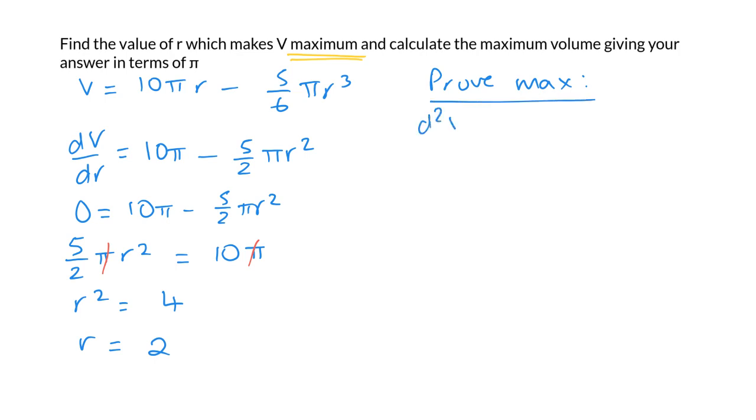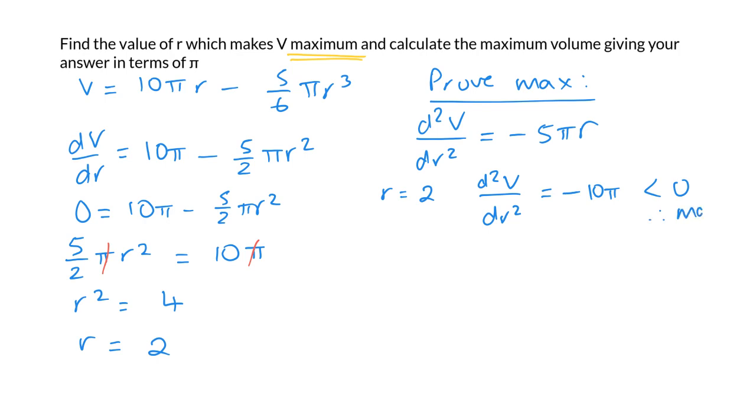So d2V by dr squared. Differentiate 10 pi. Remember, that's just a number, so it disappears. Minus 5 pi r is what we'd get. When r is 2, d2V by dr squared would give you minus 5 times pi times 2. That's minus 10 pi. That's going to be less than 0. Therefore, it's a maximum. And then it asks you to find the volume.